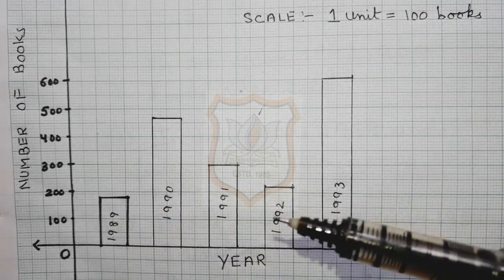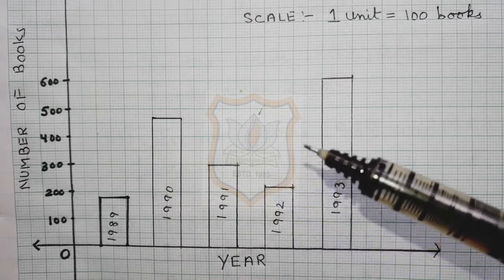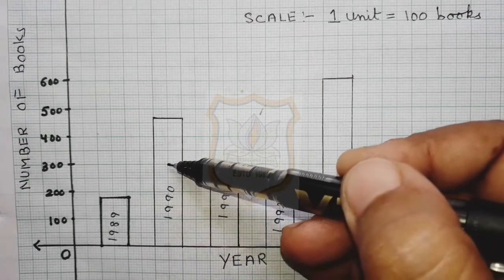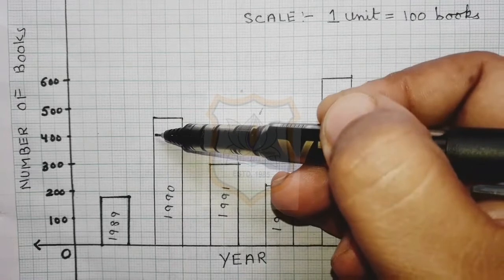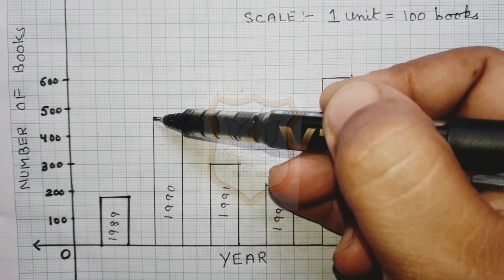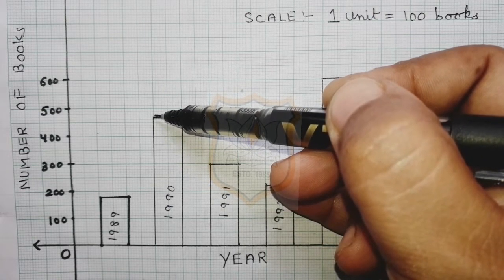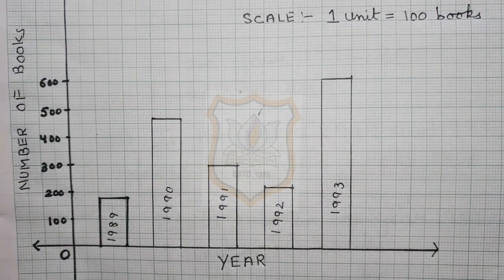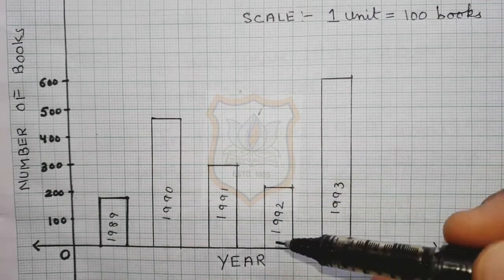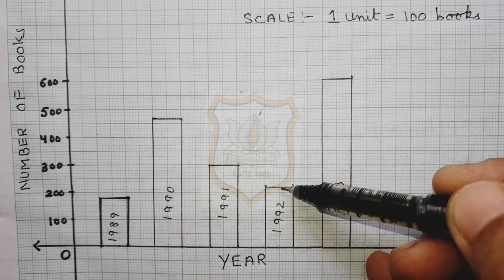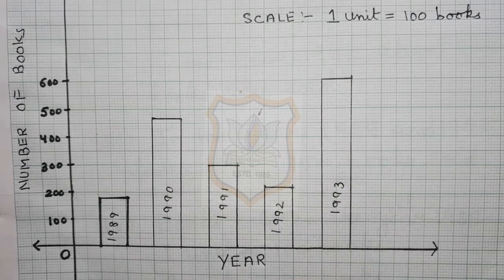Now second one is, in 1990 how many books were sold? See, in 1990 this is 100, 200, 300, 400. After that 410, 20, 30, 40, 50, 60 and then 70. So we can say that 470 books were sold in 1990. Next is how many books were sold in 1992. Let's see. This one is 100, then 200, then 210, 20 and 30. So we can say that 230 books were sold in 1992.